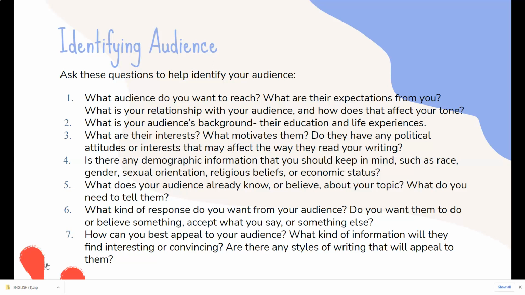And how can you best appeal to your audience? What kind of information will they find interesting or convincing? And are there any styles of writing that will appeal to them specifically? If you write in a way that an audience is familiar with and will accept, they're much more likely to pay attention to what you're trying to say and be convinced that what you are trying to say is believable.